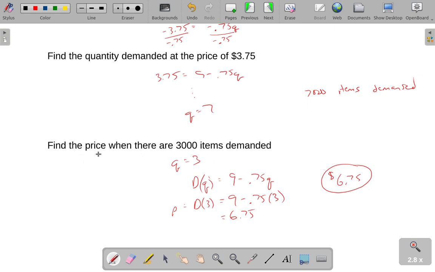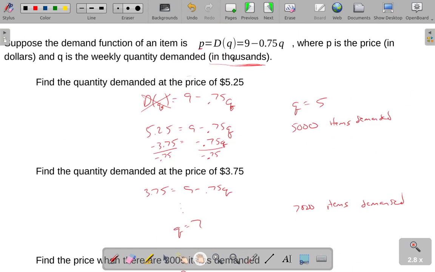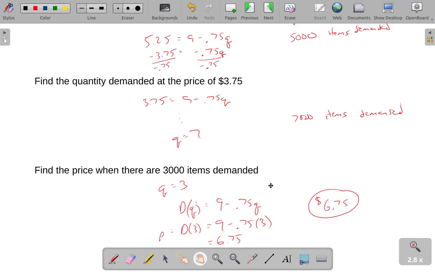So I'm being careful here. When I'm finding P, that is a price, my answer was in dollars and cents. And when I'm talking about Q, my answer was in thousands. It's a quantity demanded in thousands.